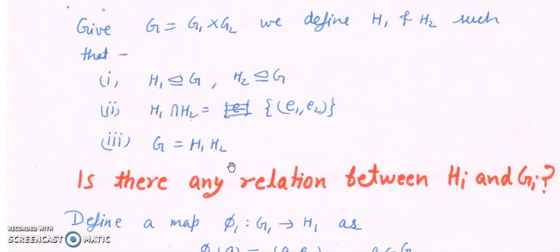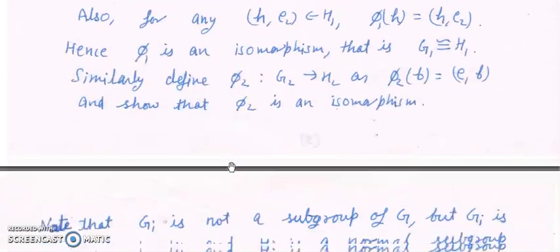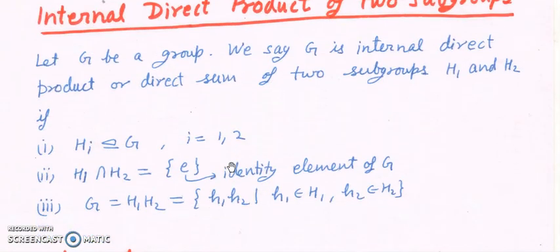So given a group as an external direct product of two groups, that can also be written as an internal product of two groups. And this property we defined as internal direct product. So let us come to the proper definition of internal direct product.